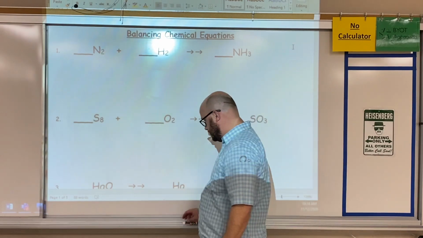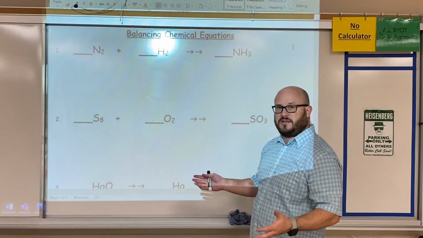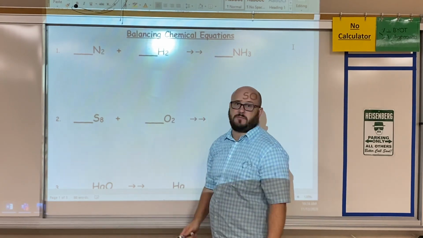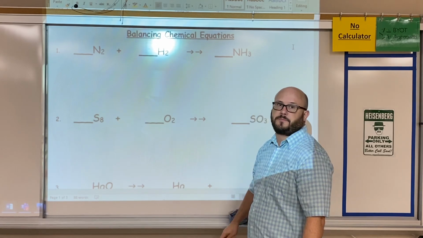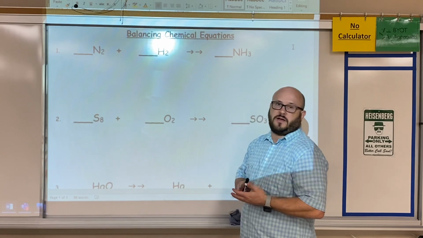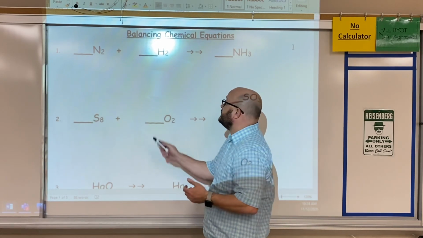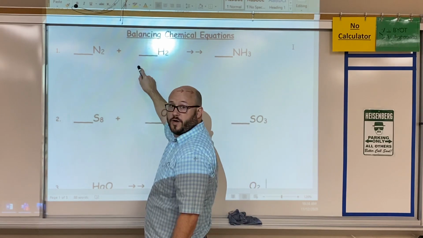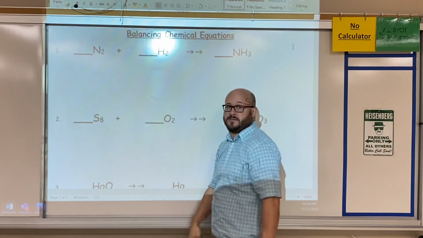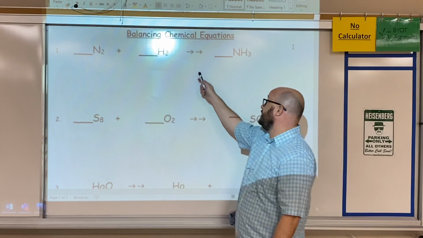Hey class, today we're going to talk about one of my favorite challenging yet still fun activities in chemistry, and that's balancing chemical equations. Now we know, because the law of conservation of mass states that we cannot create nor destroy matter, we have to have the same number of products as we do reactants. So products have to equal reactants. You got to have the same number of atoms on both sides of the yield arrow.